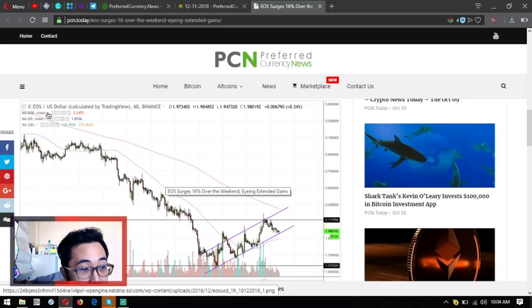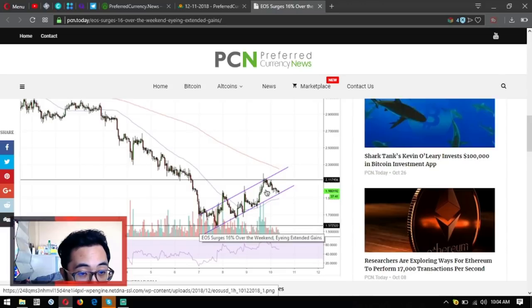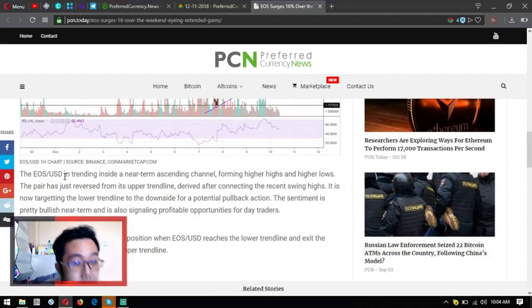So here it is. This is from TradingView. Here is what it means. It's an uptrend action. The EOS USD is trending inside a near-term ascending channel, forming higher highs and higher lows. The pair has just reversed from its upper trend line, derived after connecting the recent swing highs. It is now targeting the lower trend line to the downside on a potential pullback action. The sentiment is pretty bullish near term and is also signaling profitable opportunities for day traders.